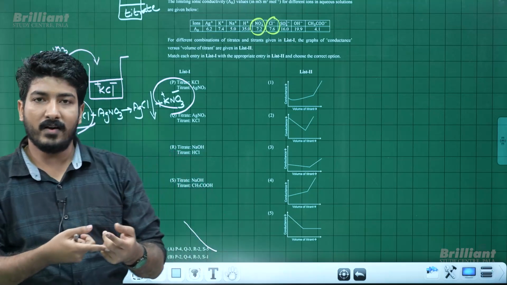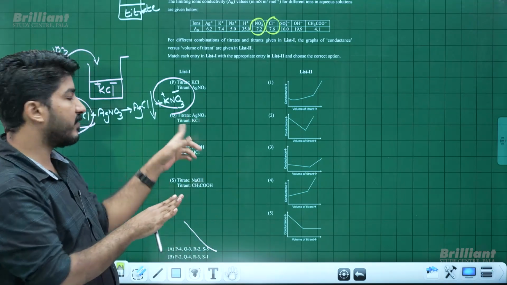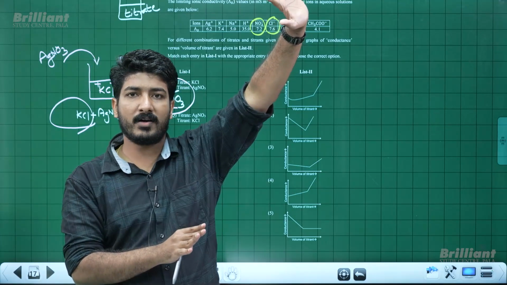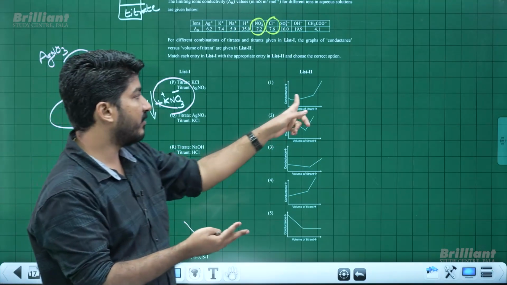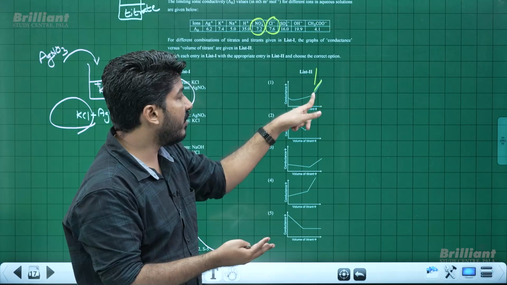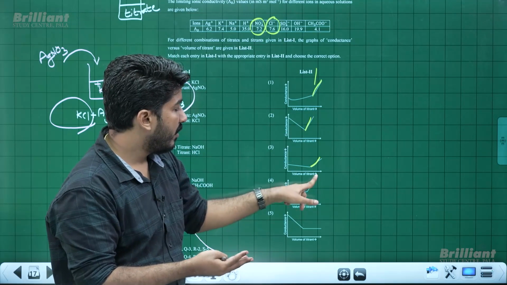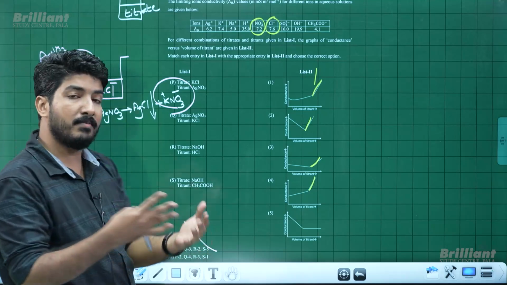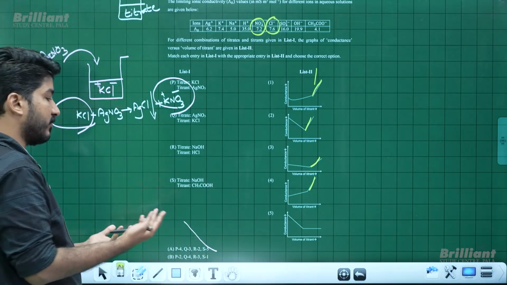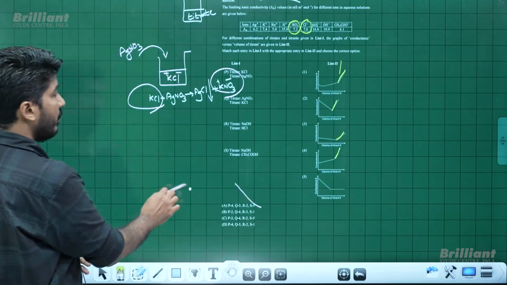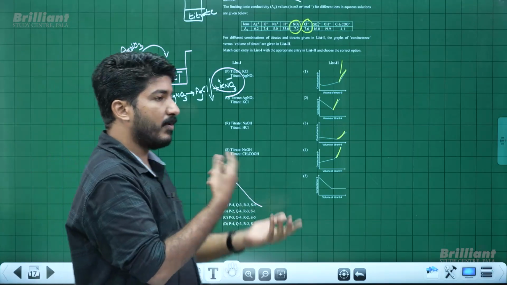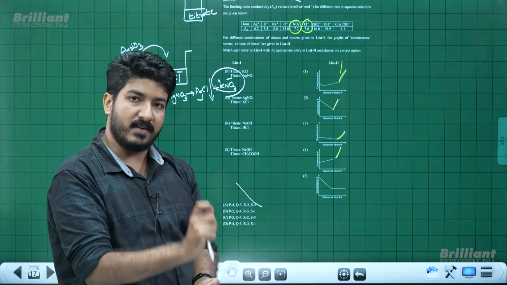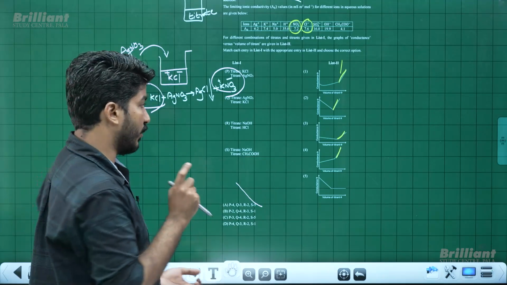For strong electrolytes, after 100% reaction, the conductance will increase steeply because the total number of ions increases, right? That is what you are seeing in all the graphs. After the equivalence point, there is an increase in conductance. Before that, what happens? That is the main focus of this question. In this case, Cl minus is replaced with NO3 minus. Therefore, we expect a slight decrease in the conductance of the solution.